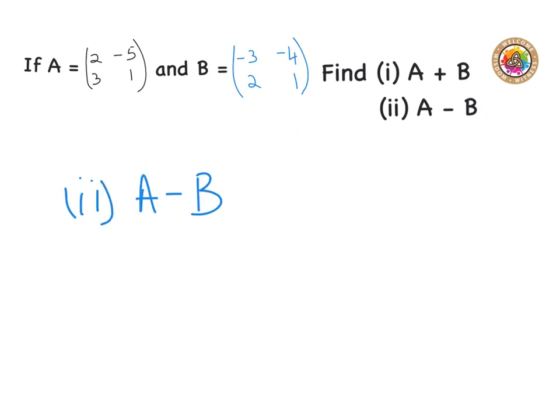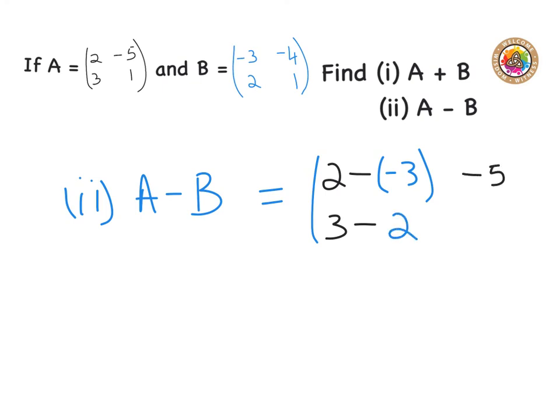Okay, so similarly, A minus B, well, what have we got here? We have 2, and that's going to be minus, and then obviously here its corresponding element is minus 3. Here we have 3 minus, and its corresponding element is 2. Here we have minus 5, its corresponding element is minus 4. And here we have 1 and minus, and its corresponding element is 1. And so we close our bracket.